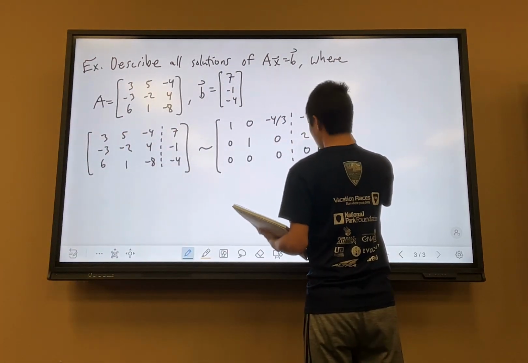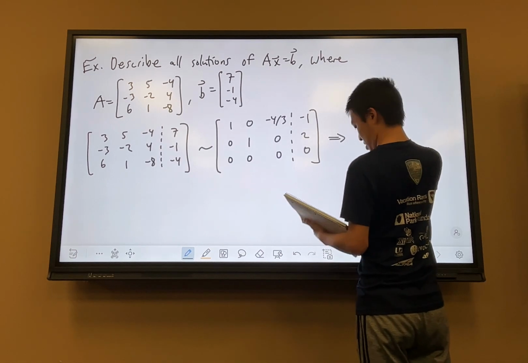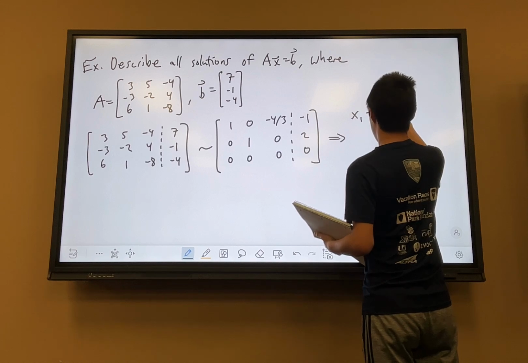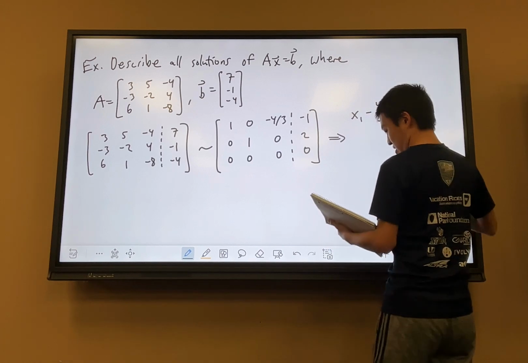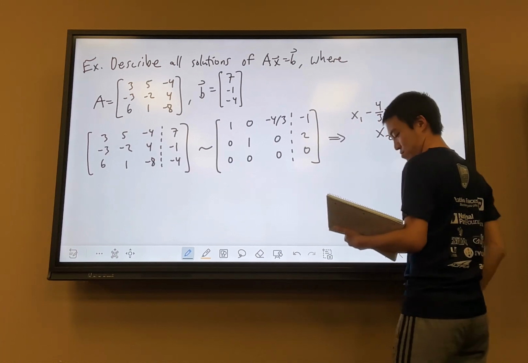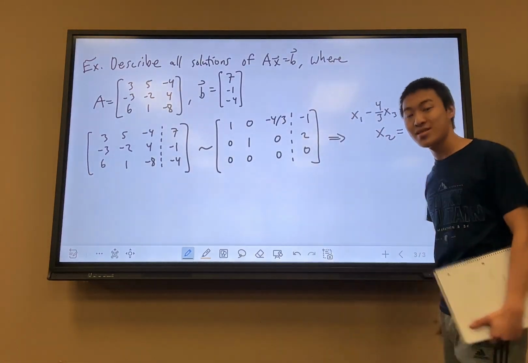What does this tell us? Well, this tells us that x1 minus 4 thirds x3 is equal to negative 1. It tells me that x2 is equal to 2. And then, as we can see, the whole bottom row of zeros means that x3 is free.